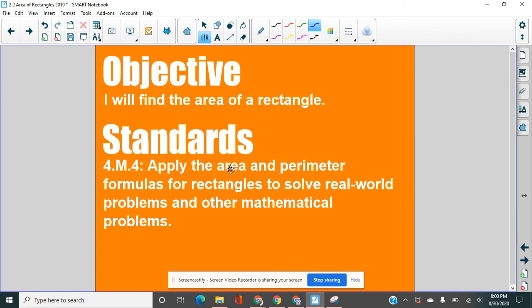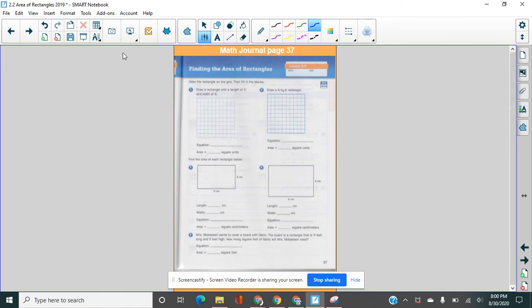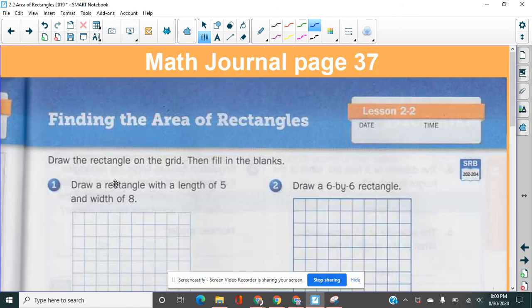I think we saw it. I didn't mention it. And that's in our standards there for 4th grade. Here is your math journal page that you're going to work on. You're going to draw some rectangles here. This one's going to be 5 wide, 5 long and 8 wide. And really the length, which, if you call this side the length, that's fine. Or if you call this side the length, that's fine. Right? They're kind of interchangeable.